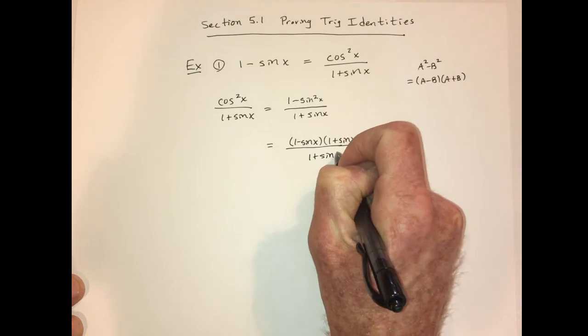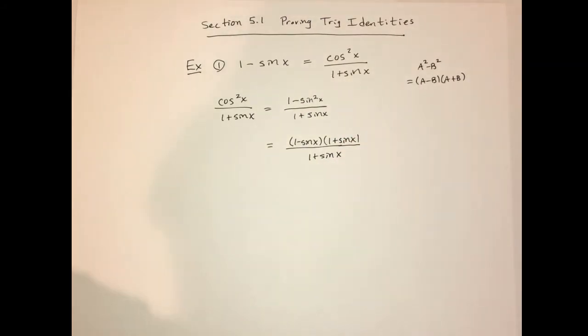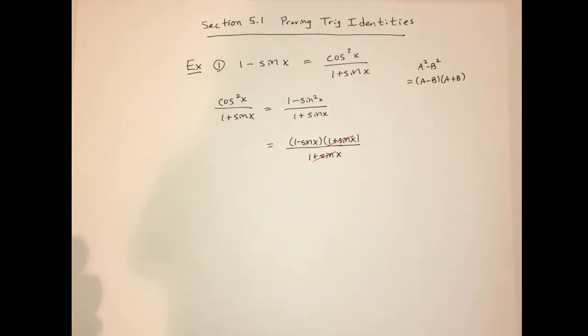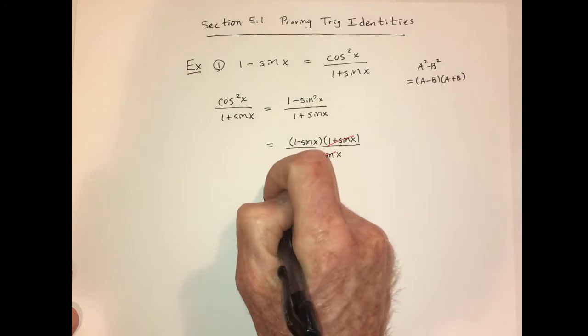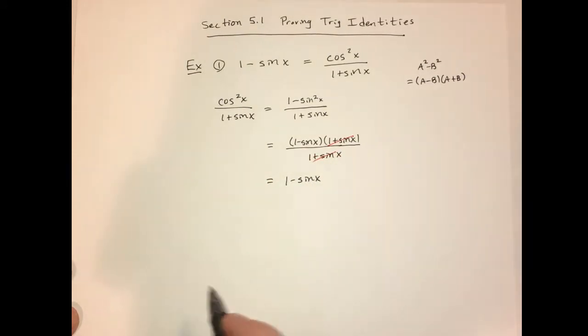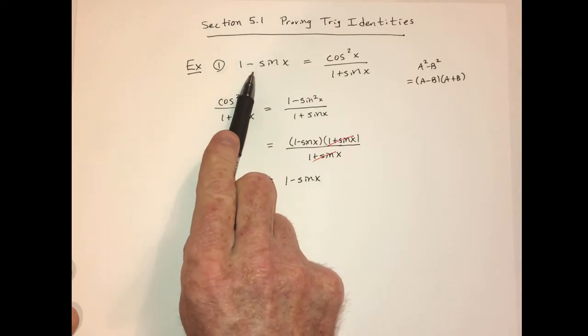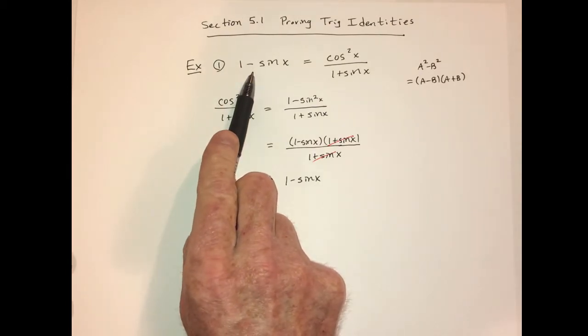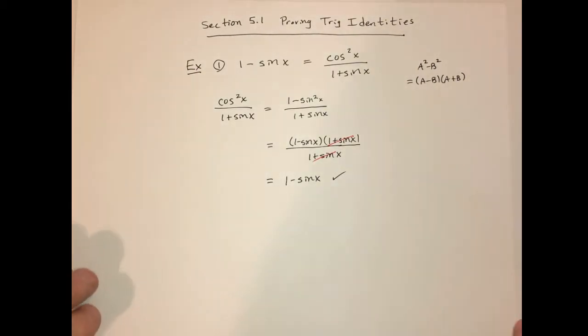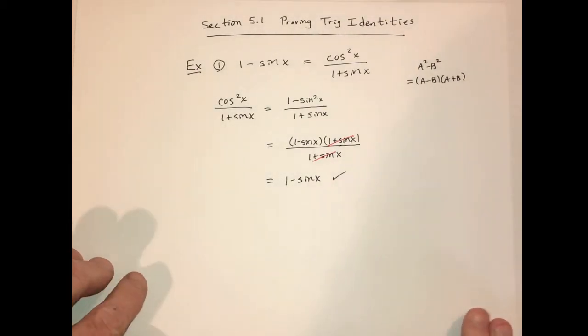And then just recopy the bottom part. And then the 1 plus sine x on the bottom and the 1 plus sine x on the top cancel. So all that's left is 1 minus sine of x. And if you look at the given problem, that's what they were saying you're supposed to get. So right here, we're done. So there's the first trig identity.